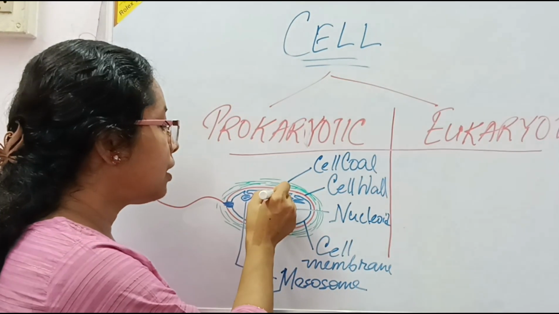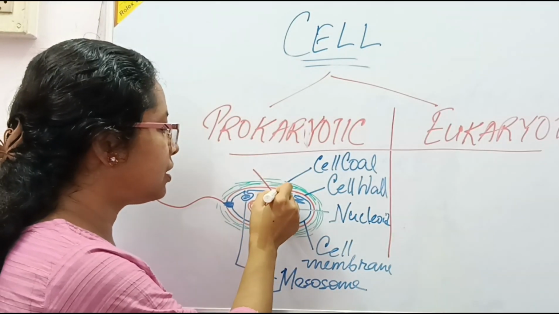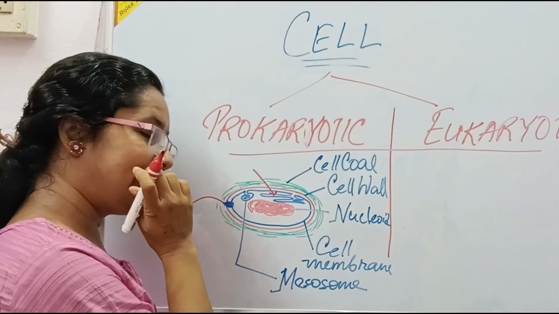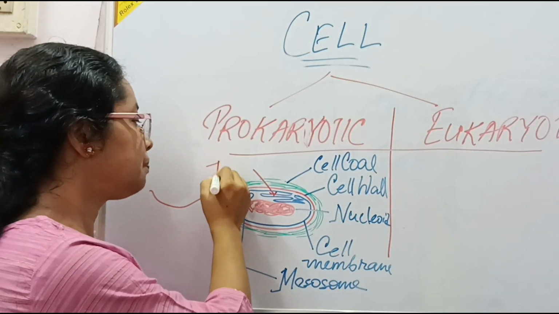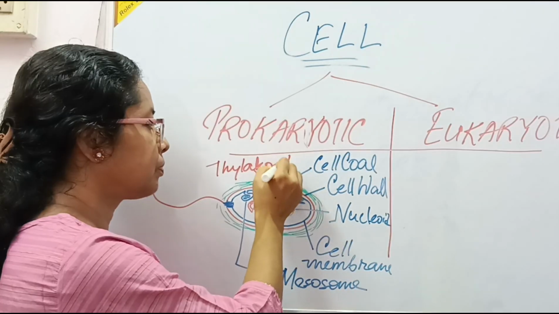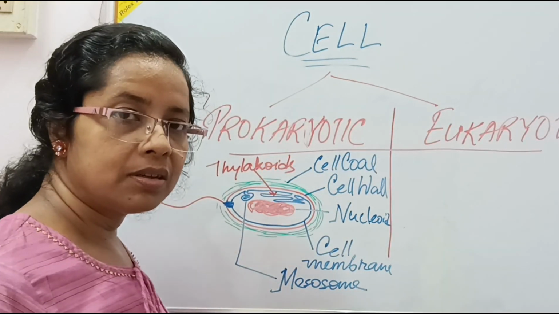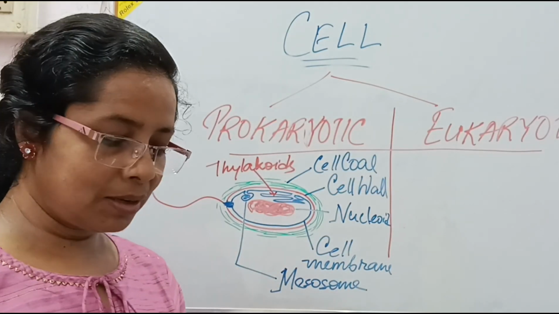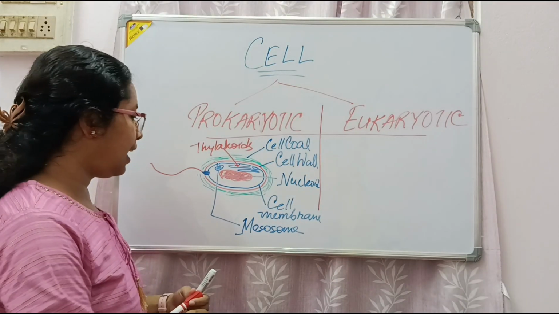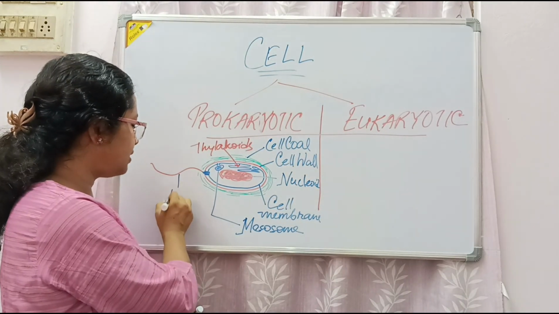And these structures here, all blue, so I'm using a red color here, these structures are called thylakoids. These thylakoids help the bacterium to respire. And of course, at the end, for movement, it has got flagella.